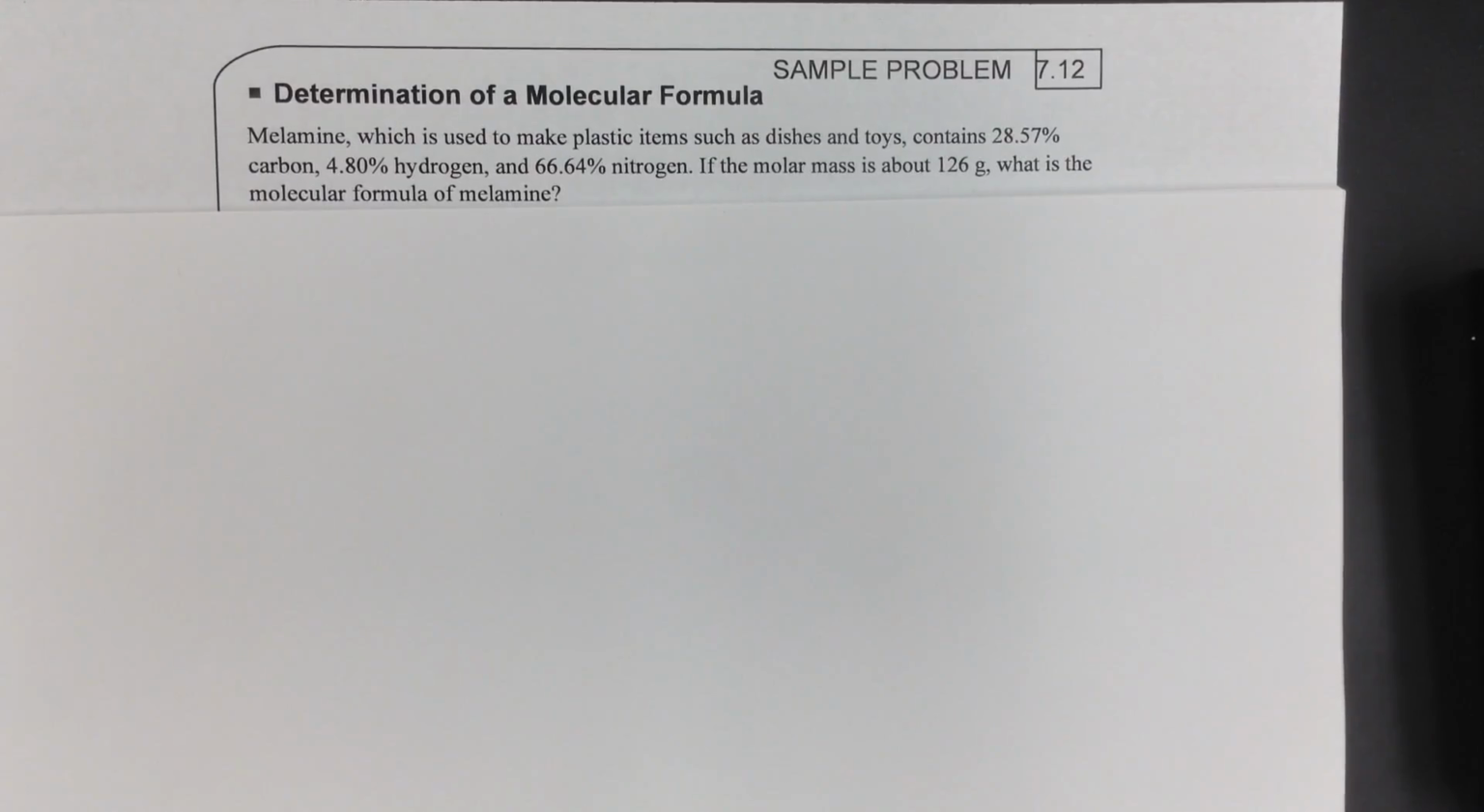Welcome back, everybody. This is a teaching video for sample problem 7.12 on the determination of a molecular formula from the empirical formula. If you were trying to find the empirical formula, you want to know the relationship of the amount of moles of each of the component elements in a compound. To do that, you start normally with a percentage.